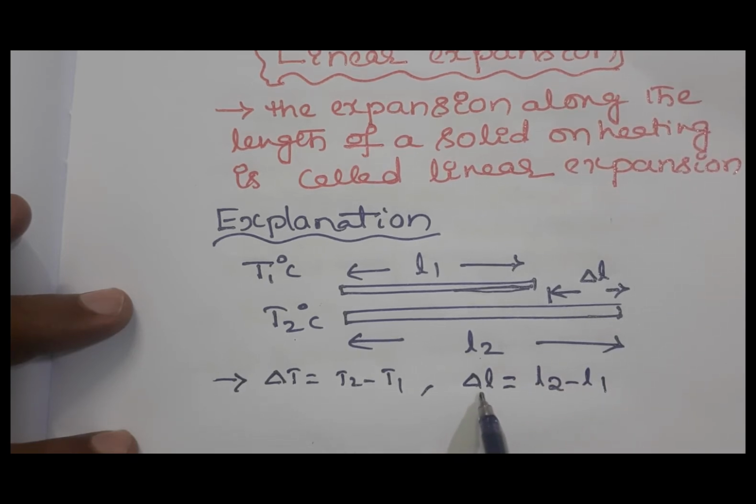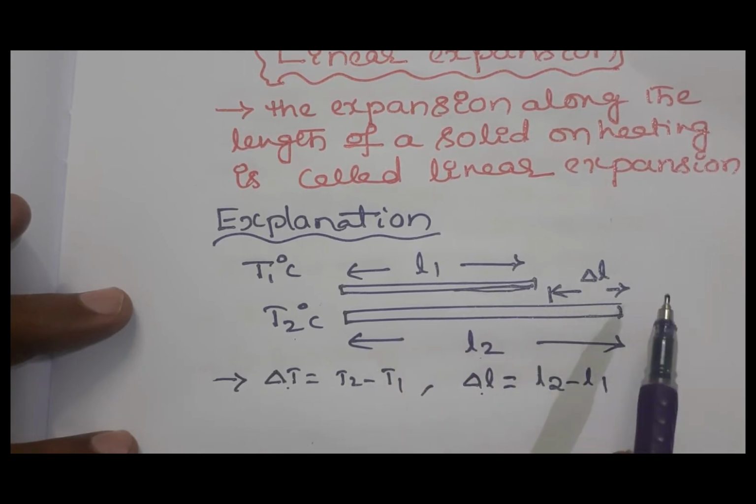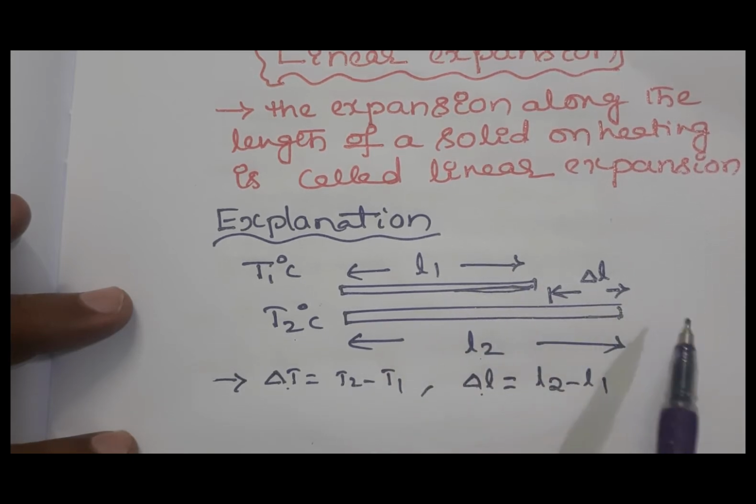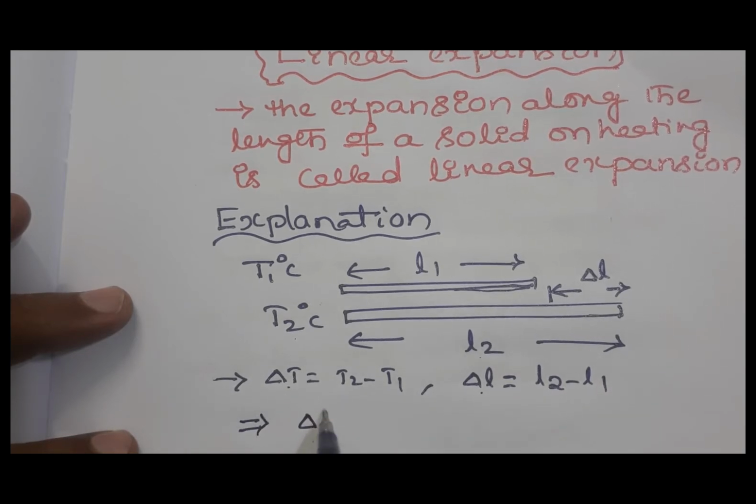But this change in length depends on temperature and also original length. When the original length is higher, the change in length delta L is also higher. When the original length is lower, the change in length is also lower. It means that delta L is directly proportional to L1.